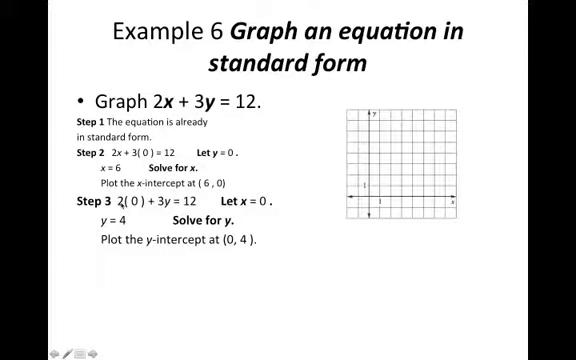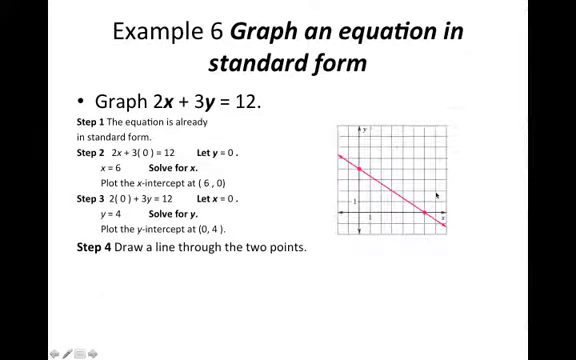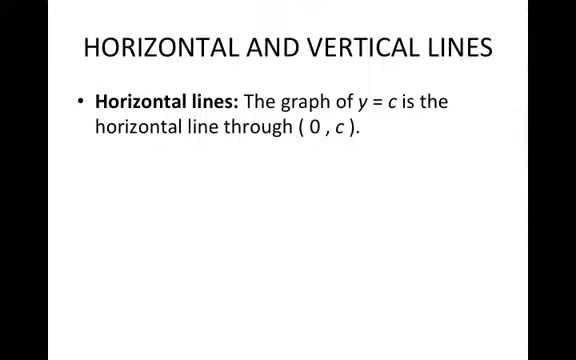So you have 2 times 0 plus 3y equals 12. 2 times 0 is just 0. So 3y equals 12, divide by 3, you get y equals 4. So then you would plot the point at 0, 4. So we've got 0, 4, and 6, 0, and then at that point you just connect the dots. And there you go, you've got your lovely line.